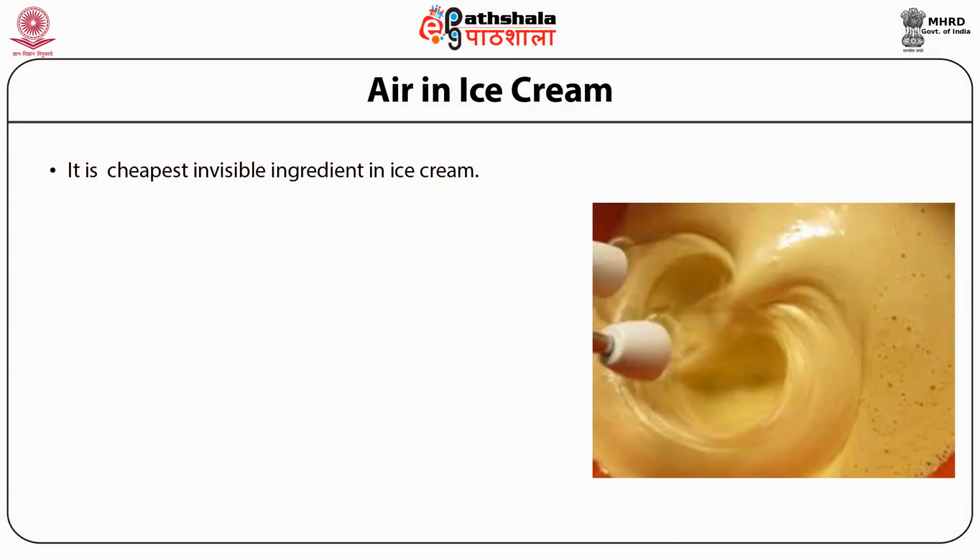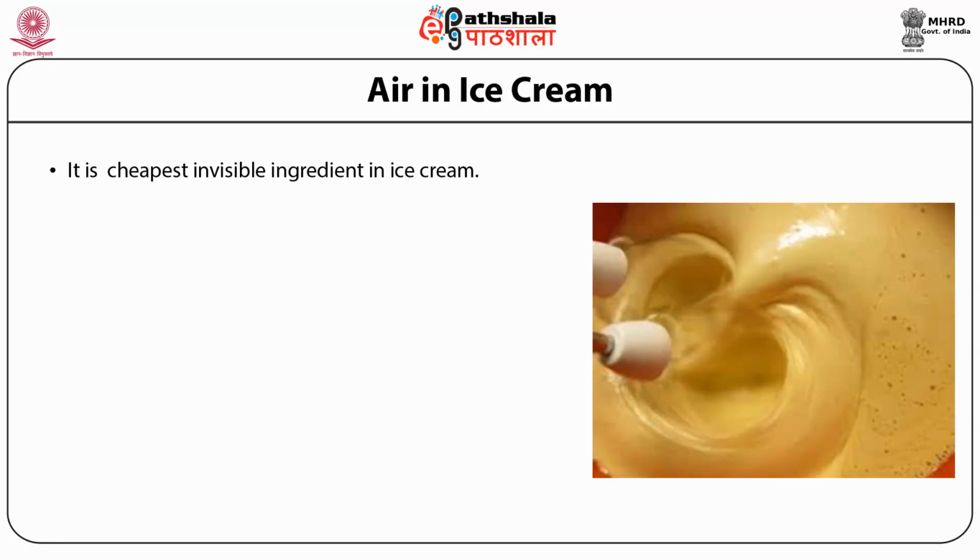Air is the cheapest invisible ingredient in ice cream. The amount of air in ice cream is indicated by a term, overrun. The amount of overrun is specified by different regulations, and as per the amount of overrun, there are different types of ice cream, which we will discuss later in this module.